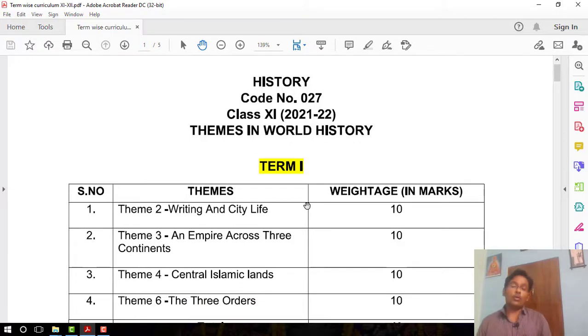Now students, I hope you remember that the marks distribution in senior secondary level of history is 80 plus 20, right? 80 marks is for theory and 20 marks is for project. There is a list of projects for class 11 history in the CBSE syllabus. You can check and see the list of the projects.